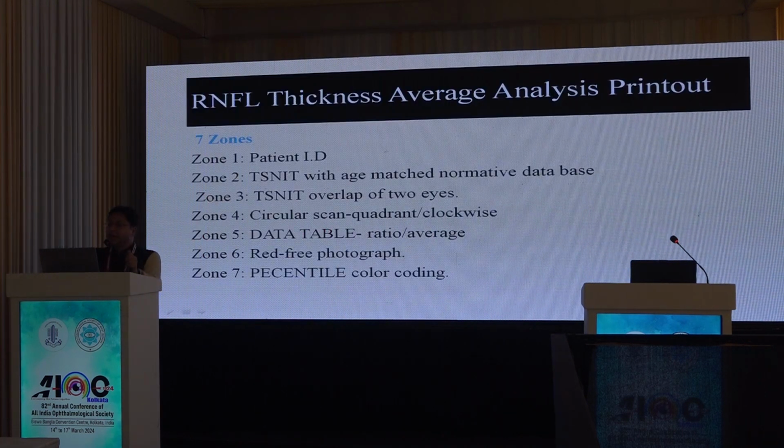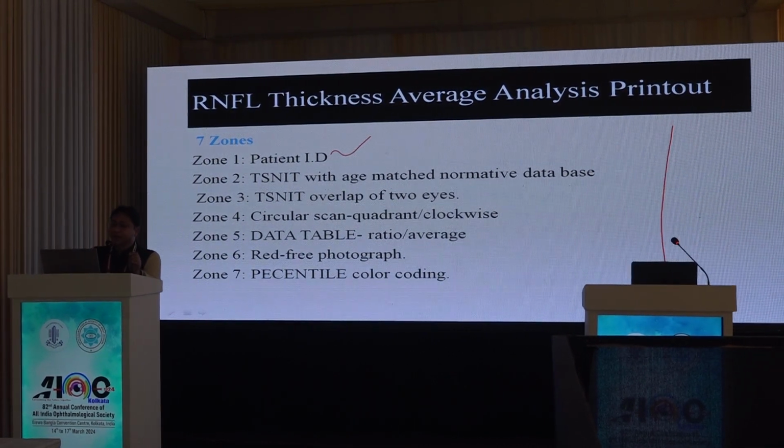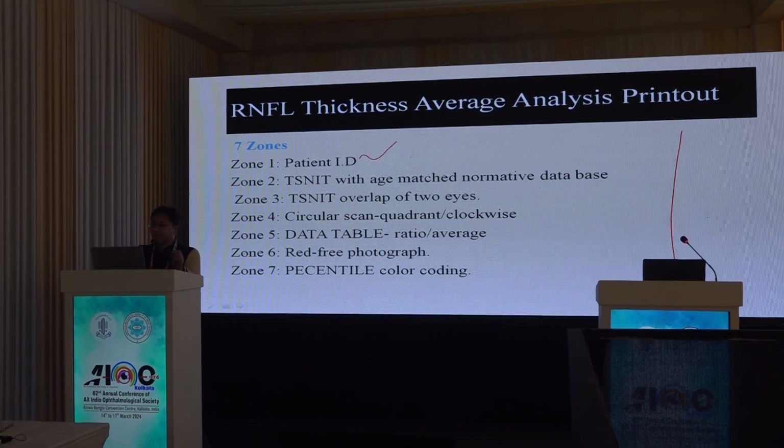I'm skipping ahead. These are the 7 zones. Like we go for the different zones in the HFA, there are 7 zones for the RNFL printout. The first one is to check the patient ID, and I will tell you why it is important. Patient ID is important because it is a normative database based on age and gender. So remember, if you feed a wrong age or wrong gender, there may be some variation or changes in your exact data.